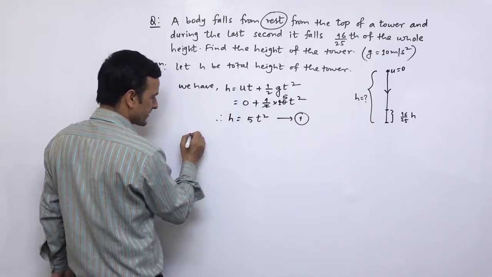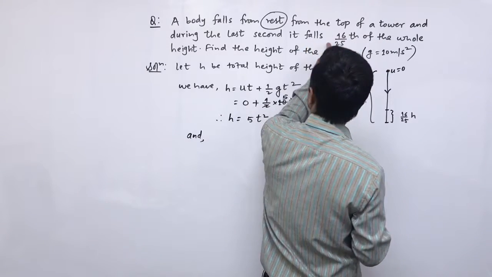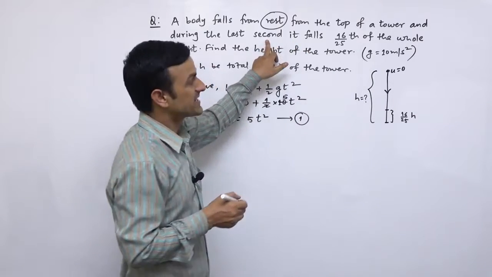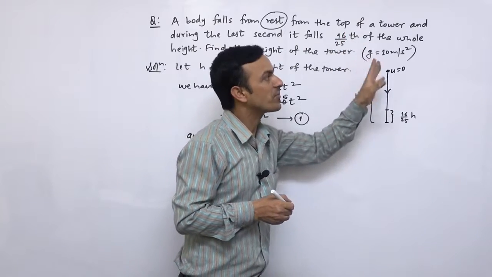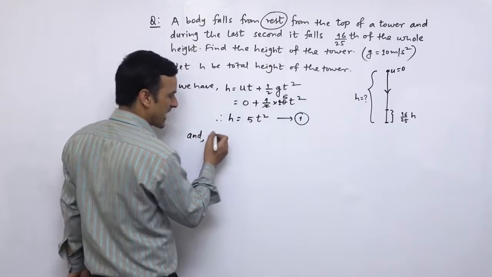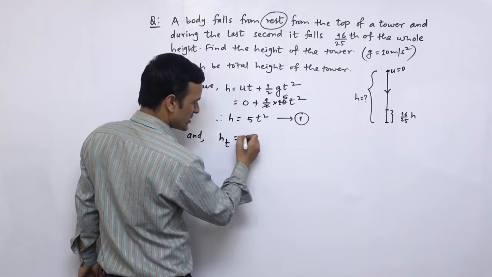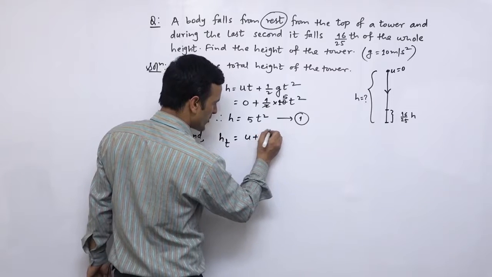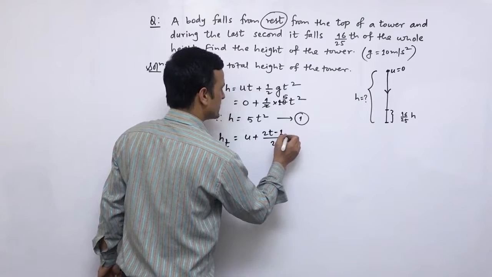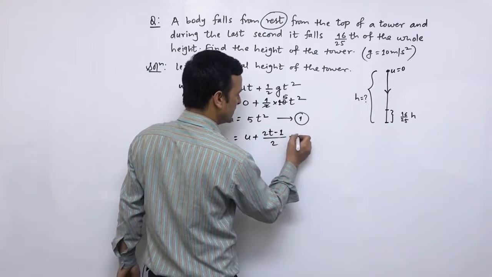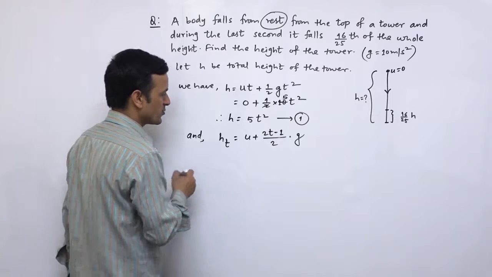And again, this is the last second distance covered by this body, 16/25 of the whole height. So for the last second, its distance is given by the formula S_t is equal to u plus (2t minus 1) divided by 2 into acceleration. So here the acceleration is g. A को प्लेसमा g राख्नु पर्छ.